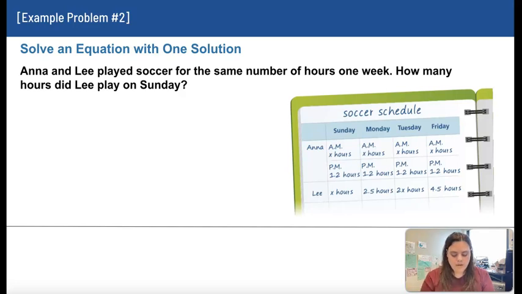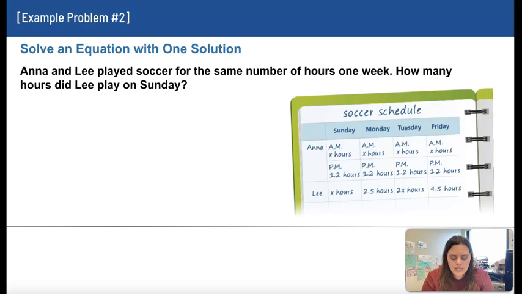Let's look at an equation with one solution. I'm going to go through this quickly because we've been solving a lot of equations with one solution. Anna and Lee played soccer for the same number of hours in 1 week. That's how we know they're setting them equal. How many hours did Lee play on Sunday?